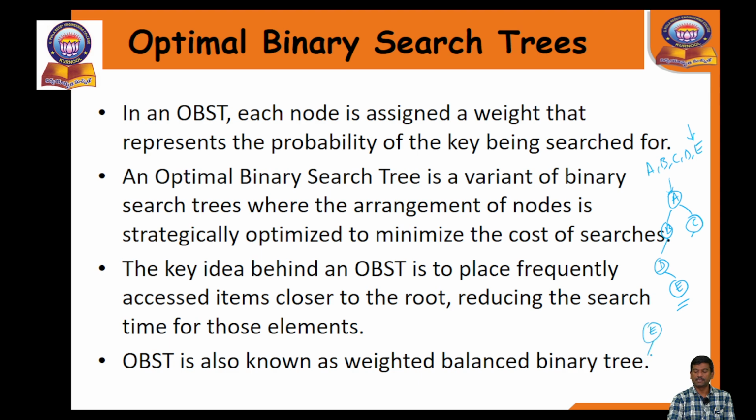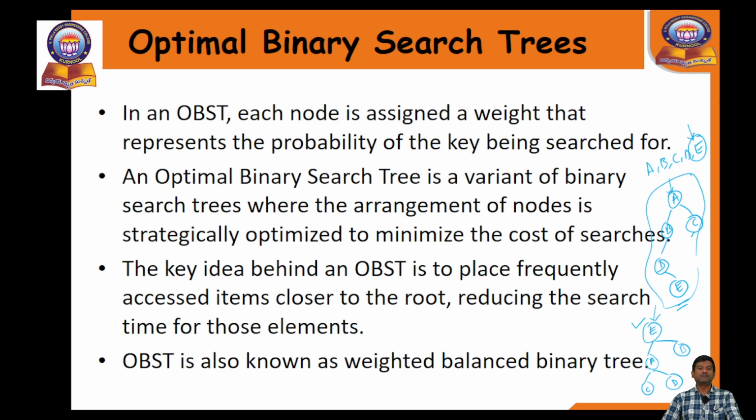Take for example, E is kept at the root level, and then something like your A and similarly B, by maintaining the property of the binary search tree. And we have something like your C and something like your D. Since the most frequently accessed element, the key E, is kept at the root, the cost required to search for this item is very less as compared with the earlier arrangement. That is what the optimal binary search tree is associated with.